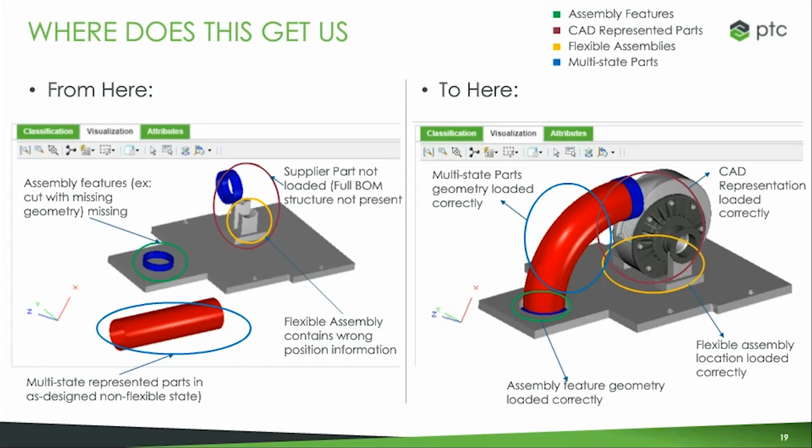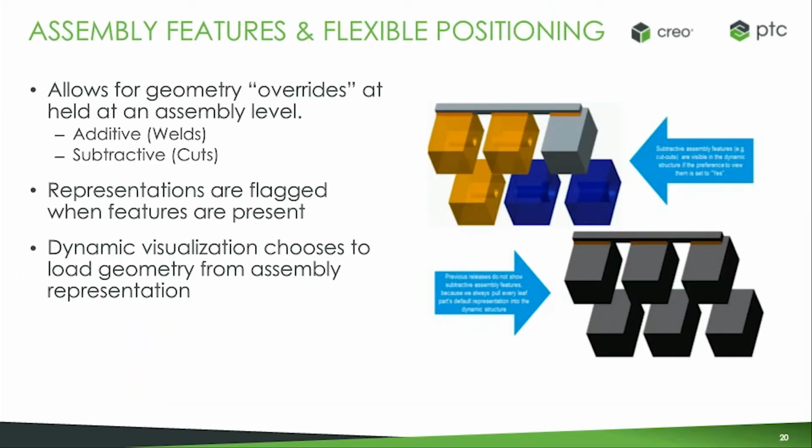So let's get through how that works in the system. Assembly features and flexible positioning, as I mentioned, offer a mechanism where an assembly overrides either the geometry of its parts or the positioning of its parts. In this case, the default shape might be these black boxes, which is just a simple part. But based on where it's installed in my assembly, I may need to cut different lengths of holes, different shapes of holes inside of here. And the assembly is what owns understanding what that resultant geometry looks like.